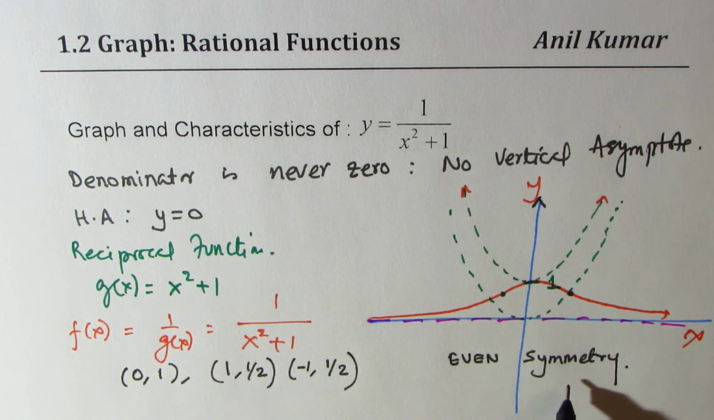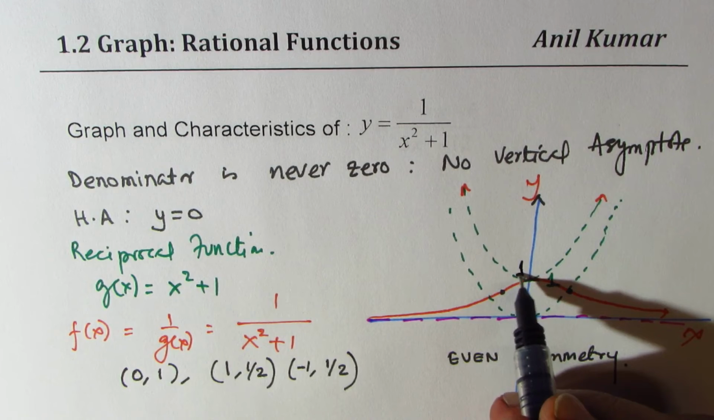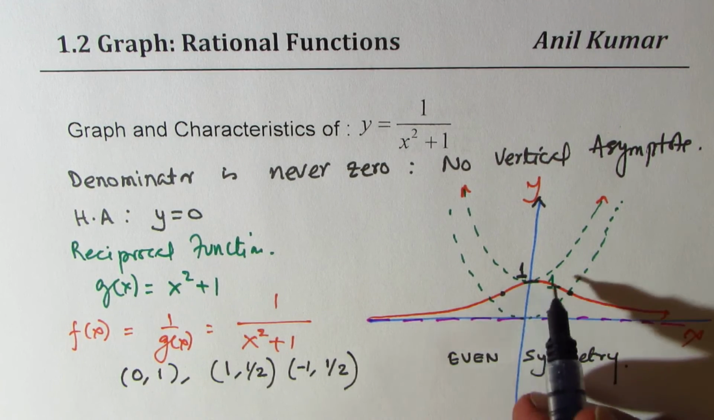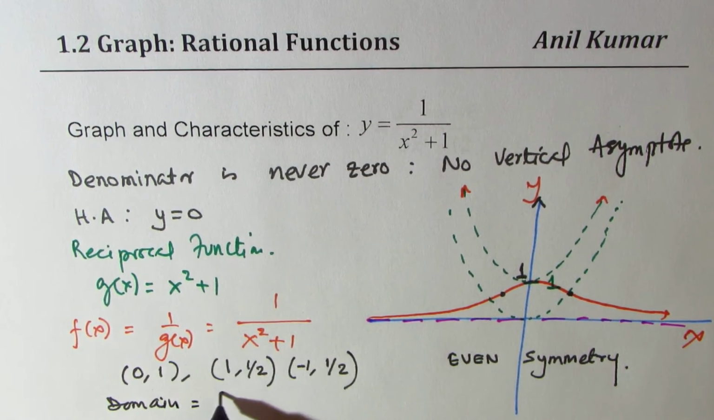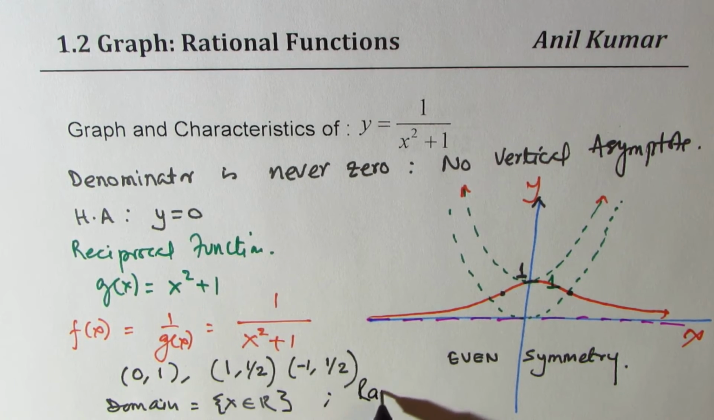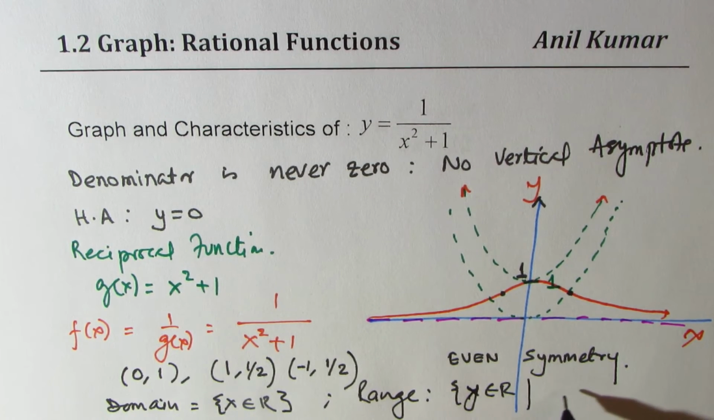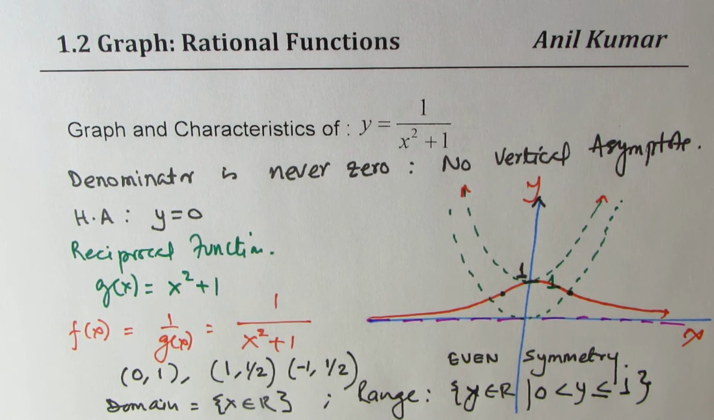So these are the major characteristics. It does not have any x-intercept. The y-intercept is at 1. It has a local maximum, and therefore, what is the range of this function? So we know that the domain of this function is x belongs to real numbers, no restriction. However, the range is that y belongs to real numbers, where y is greater than 0 but less than or equal to 1. This is very typical of this graph.